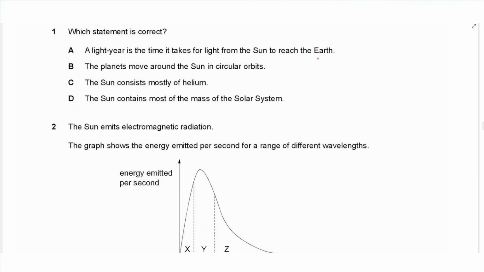Another question says, which statement is correct? A: a light year is the time it takes for light from the sun to reach the Earth. No, it's not time, it is the distance traveled by light in 1 year. B says, the planets move around the sun in circular orbits. No, it is not circular, it's elliptical. C: the sun consists mostly of helium. No, right now it is mainly hydrogen because it's a stable star at this stage. D: the sun contains most of the mass of the solar system. This statement is correct, so the answer is D.